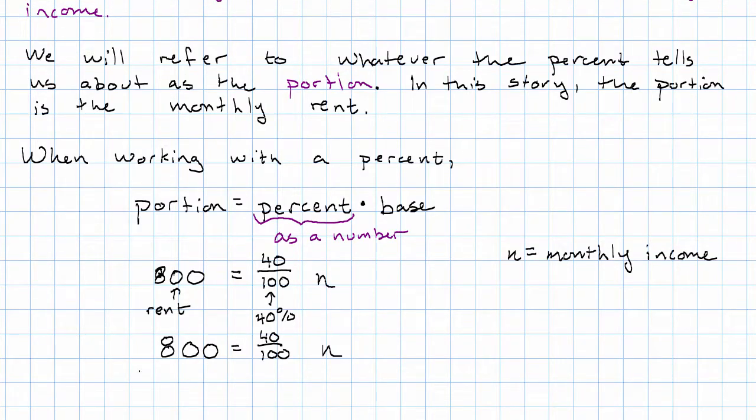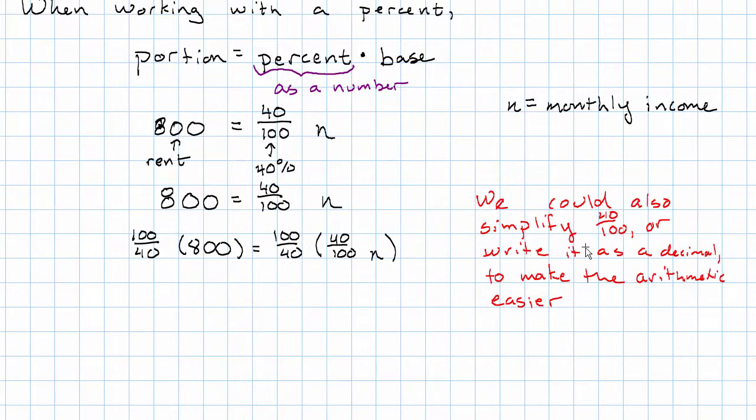Well, the reciprocal of 40 hundredths is 100 over 40. Notice that yes, we could, if we like, simplify the fraction 40 hundredths or write it as a decimal in order to make the arithmetic a little bit easier. But that's not a big deal. I'm just going to have my calculator handle this for me.